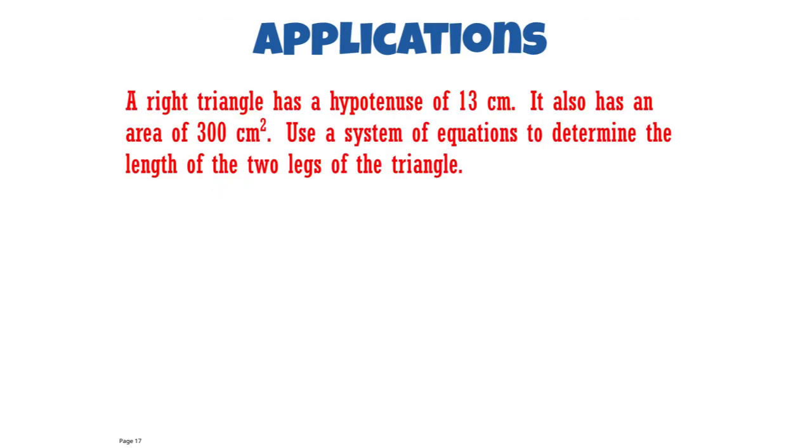All right, let's try some applications here with these different types of equations. We have a right triangle. We have a hypotenuse of 13. So right triangle, hypotenuse is that longest leg across from the right angle. So that's 13. It also tells us that the area of this triangle is 300.